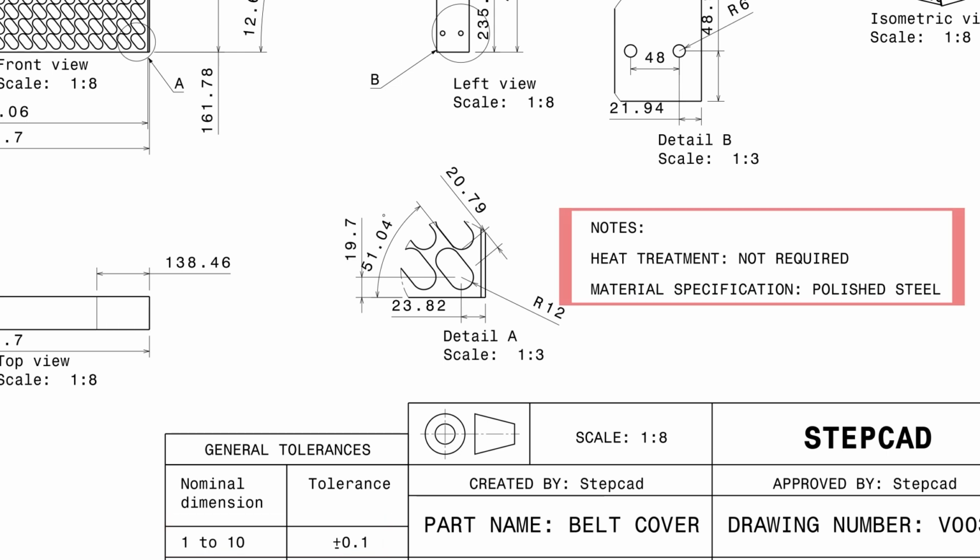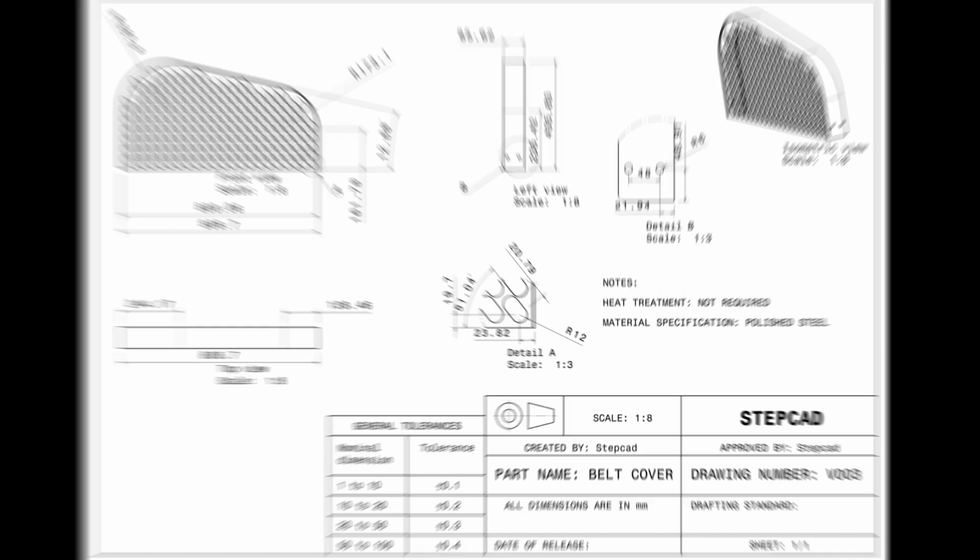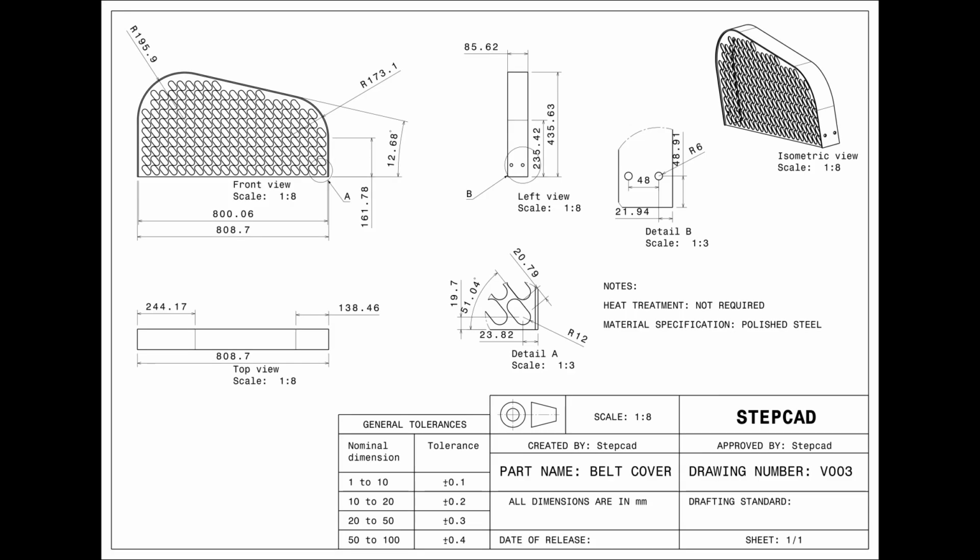Now the drawing has notes also. In this case there is a note that heat treatment is not required, and the material of the part, in this case that is steel. So that's it. That's how we read an engineering drawing.